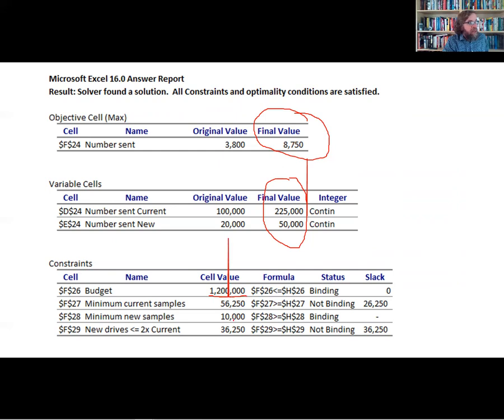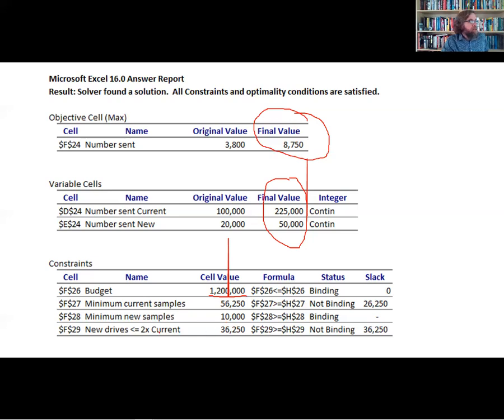If you look at our budget constraint here, the 1.2 million, that is binding. We are using up the full amount of the available funds. The current customer samples, we got 56,000 and that had to be greater than or equal to 30,000. So that constraint is not binding. The minimum number of new customers has to be at least 10,000 and we are going to be exactly at 10,000. So that constraint is binding.